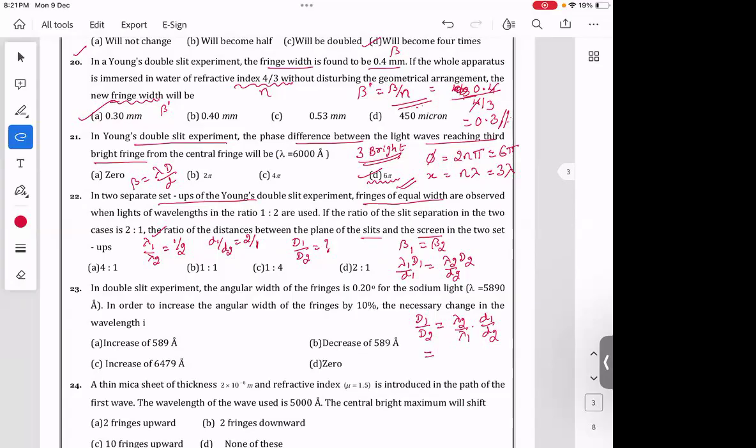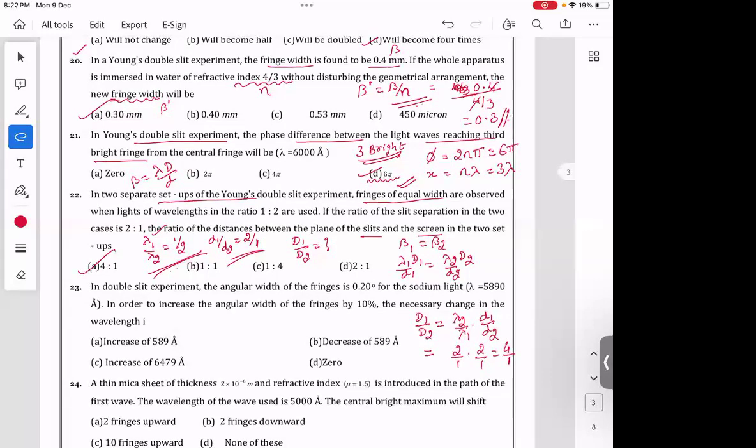What is lambda 2 by lambda 1? That is 2 by 1. What is d1 by d2? It is 2 by 1. So capital D1 by D2 will be 4 is to 1. So option A will be the answer.